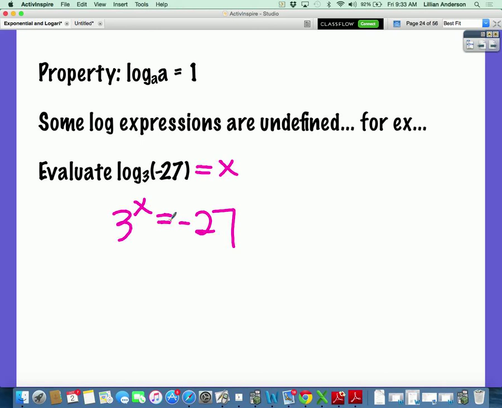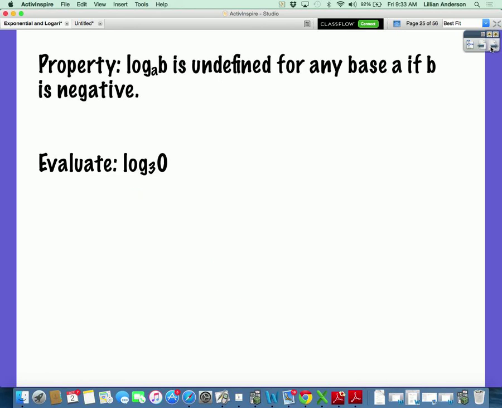Now, if this was a negative 3, could you do it? Negative 3 to what power gives you negative 27? 3. Okay, so that's possible, but not this positive number. So this is not possible. So do be aware that with logs, you can't evaluate every log. So that is another property that you need to make sure you get down. Log base a of b is undefined for any base a if b is negative.